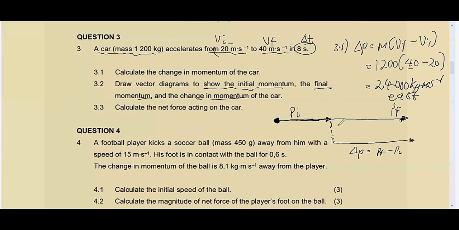So the change in P would be starting from the head of the initial momentum all the way to the head of the final momentum. So this would be your change in P here. This would be your PI, your PF, your change in P. So this is how you draw the vector diagram to show the initial, the final, and the change in momentum of the car. So I hope that makes sense.